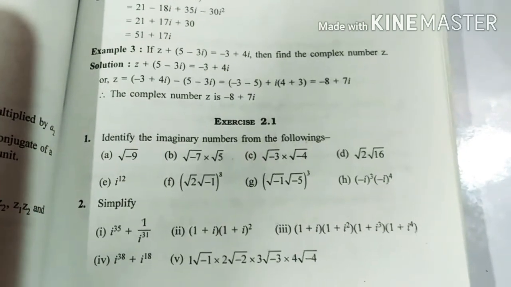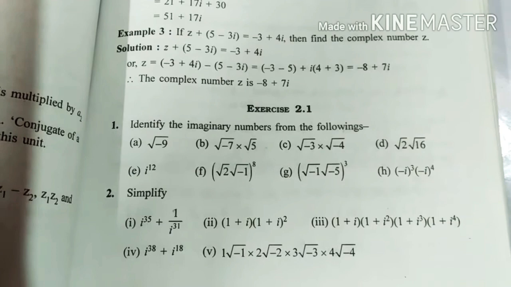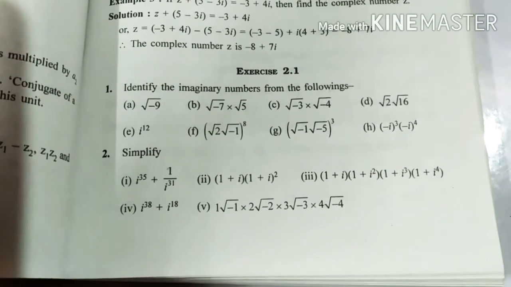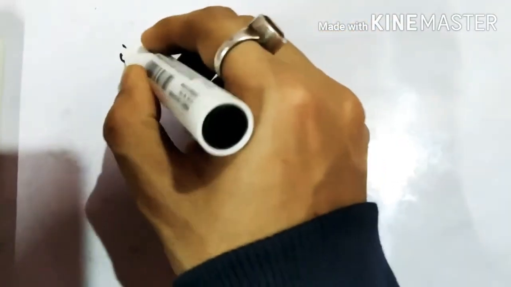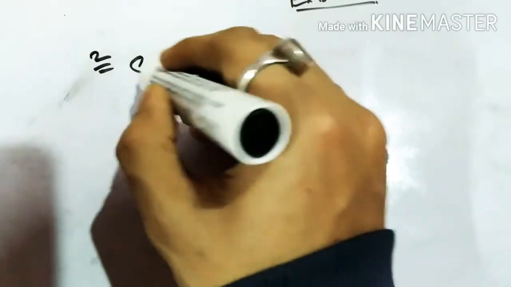So that was type 1. The rest of the problems you can try by yourself. Next we will go to question number 2. Exercise 2.1, type 2: simplify.